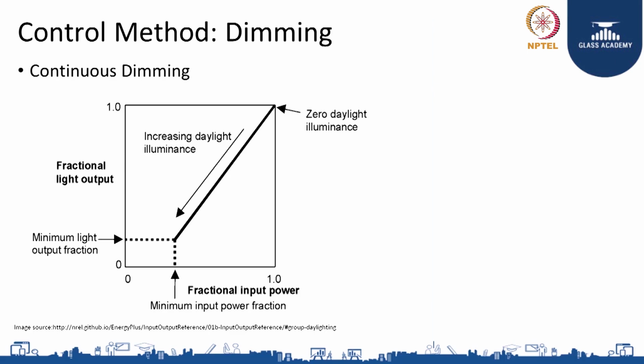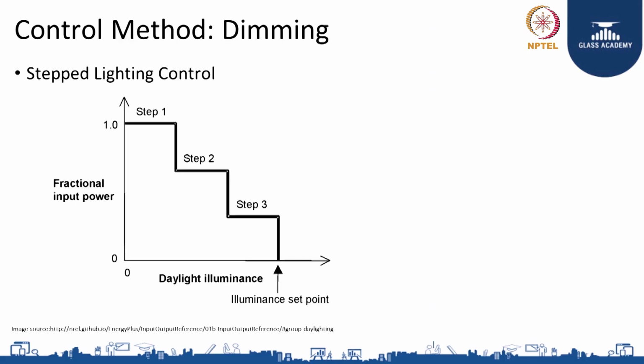Another way of dimming is step dimming. In case of step dimming, we can have multiple lamps in a fixture or multiple fixtures, and we can switch them on or off to achieve the reduction in the light output. So say for example, if we have 3 lamps in a fixture, when all the 3 are on, we get 100% light output. When 2 are on, we get 66% light output. When only 1 is on, we get 33% light output. And when all are off, we get 0 light output. So we can have different steps.